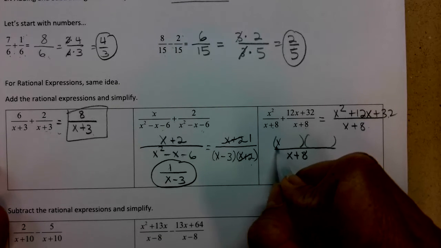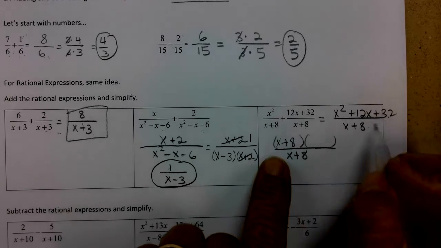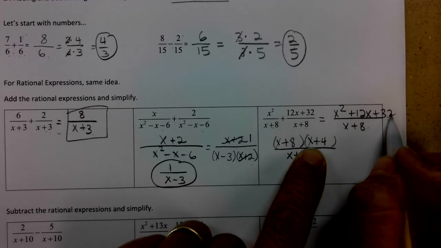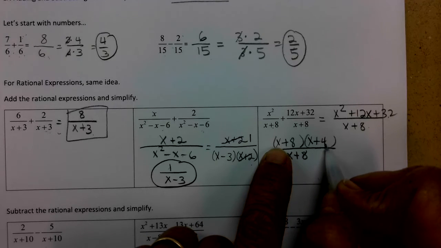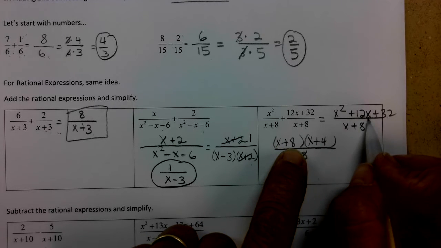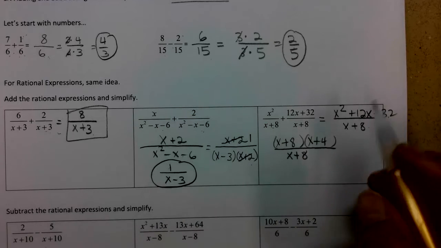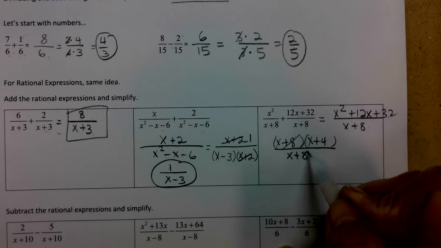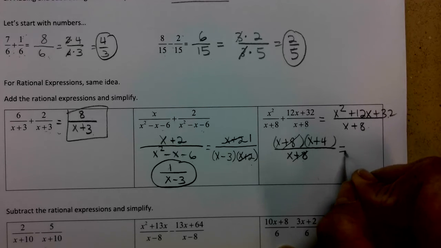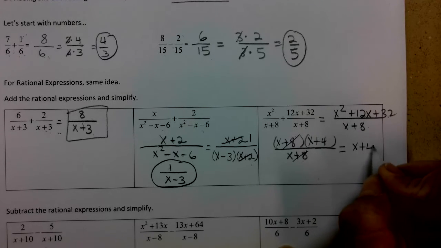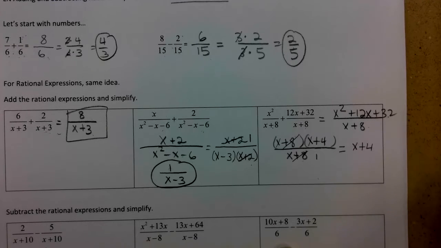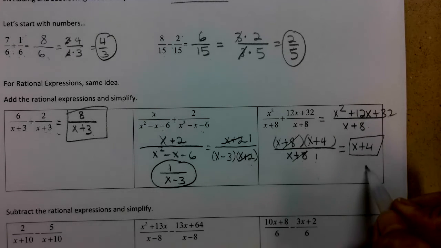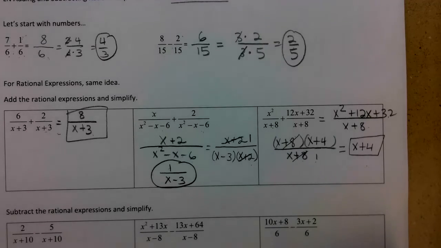Maybe there's an x plus 8. So if it's x plus 8, the other one would be x plus 4 to get the 32. I'm going to check the 4x, and the 8x gives you the 12x. It works. Now I have the x plus 8, one for the top, one for the bottom. Cancel them. So here's an example: I canceled out all of the denominator and left behind a 1, but I don't have to write it because it was in the denominator. So we'll just write that x plus 4.